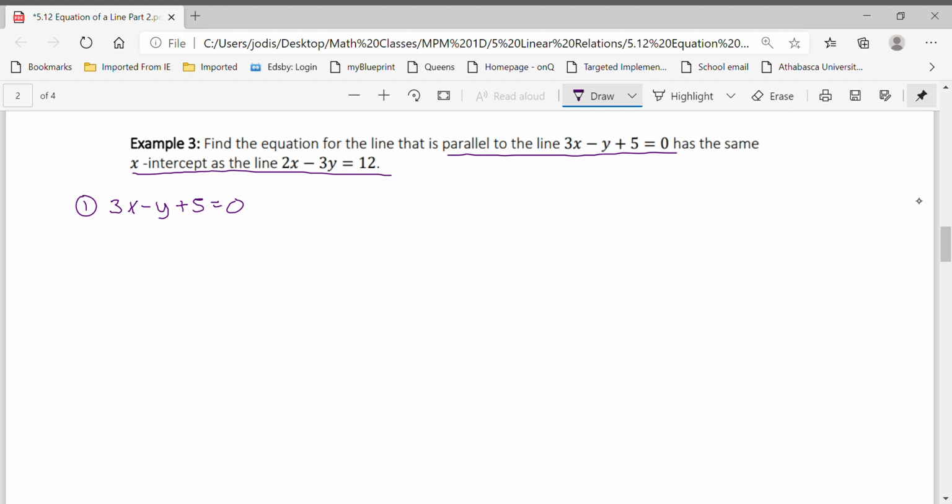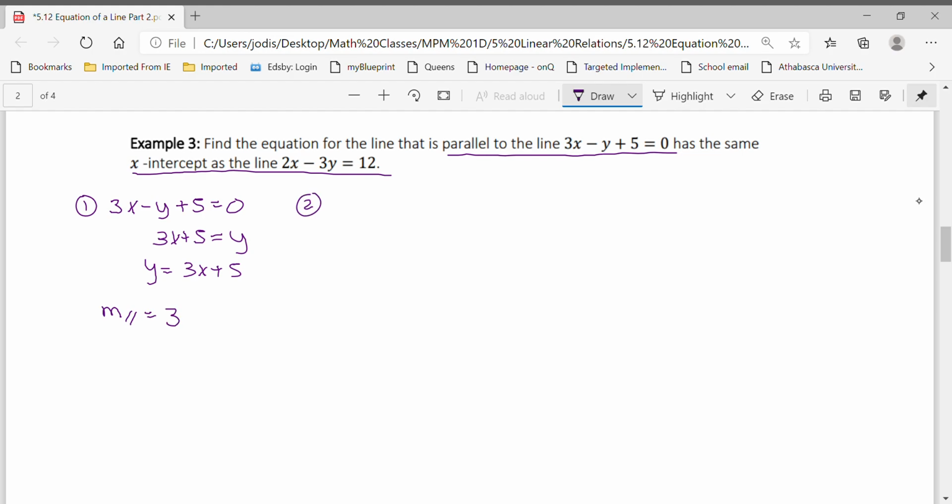Let's just rearrange to y equals mx plus b. Oh, wow, I could do that even easier. I don't need to move the other two. Let's just move y. Right? So y equals 3x plus 5. So my parallel slope is 3.